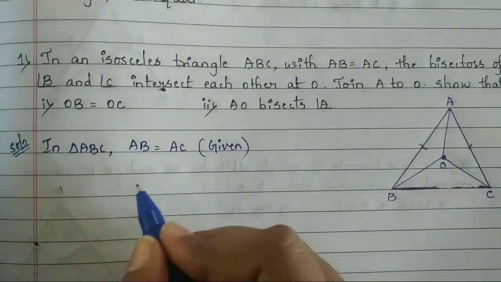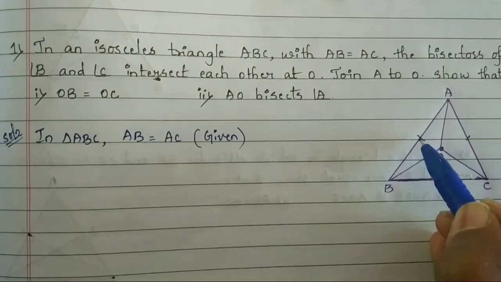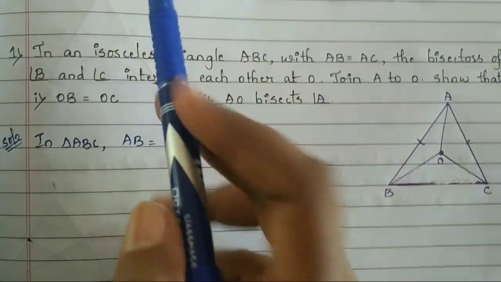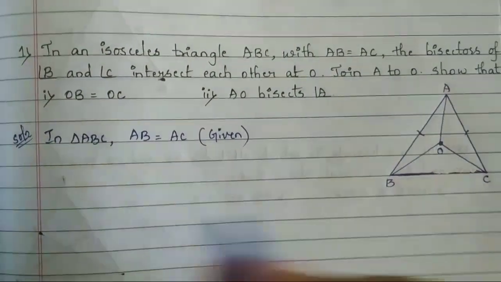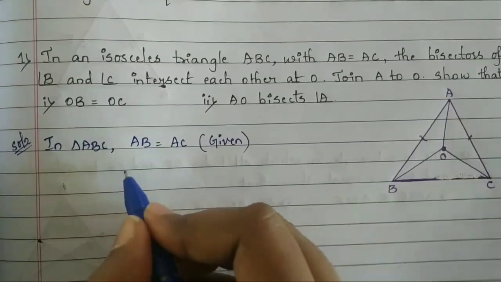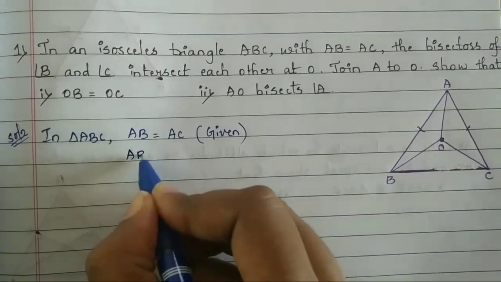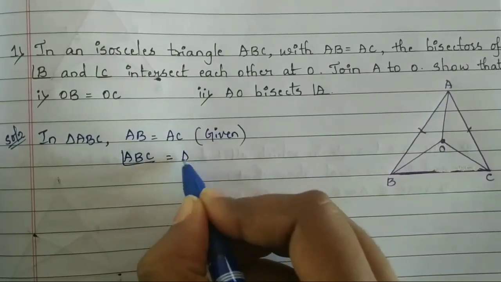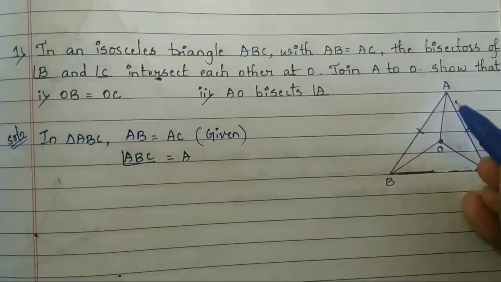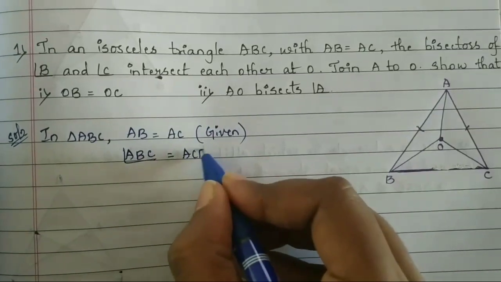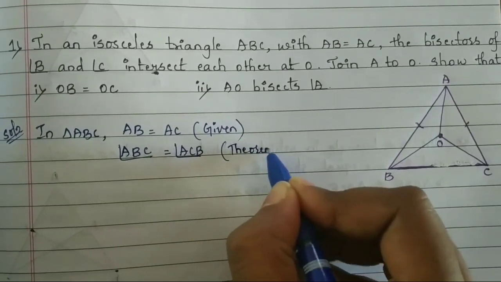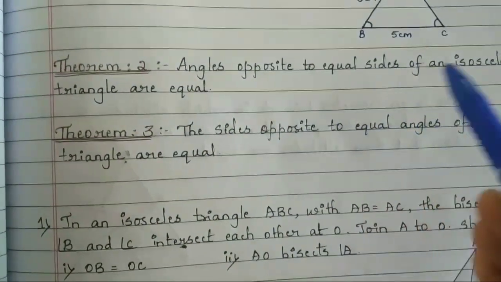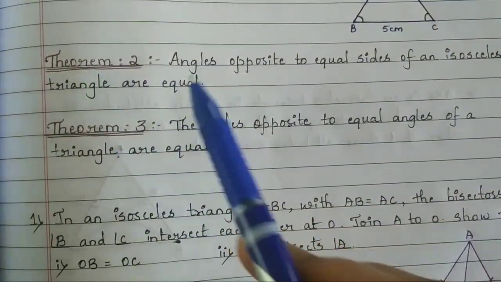Okay. Next, as both the sides are equal, we have already learned the theorem: as both the sides are equal, it means both the angles will be equal. So we will write angle ABC is equal to angle ACB, since theorem 2: angles opposite to equal sides of an isosceles triangle are equal.